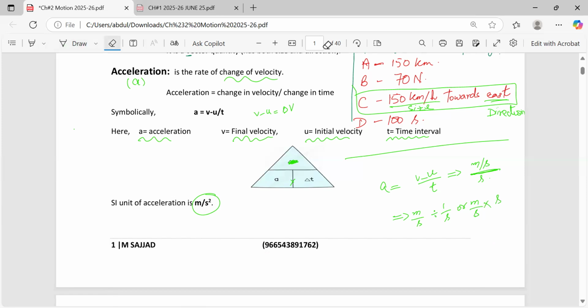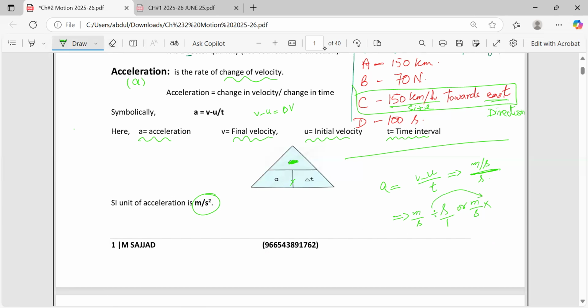Oops, I made a mistake here. It does not mean 1 over second, it means meter per second divided by second. You know, this is divided by second, s over 1. And now, division is converted to multiplication, so the value will be flipped. Instead of s over 1, it will become 1 over s. So now, as I simplify, meter over second times 1 over second, that is meter over second square. So meter per second square is the unit for acceleration.